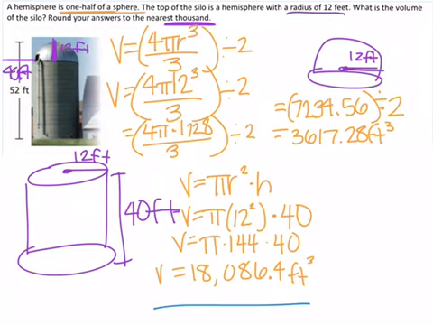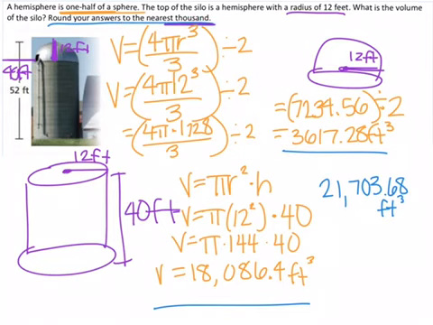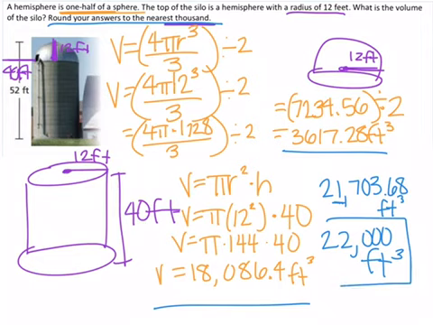Unfortunately, we are not done yet. Because we have the cylinder and we have the hemisphere, we need to add them together to find our final answer. So when I add these guys together, I get 21,703.68 cubic feet. Now let's go back to what they're asking for us. They want us to find the volume of the silo. Cool, we did that. But then it says round your answers to the nearest thousand place. So what that means is our answer is going to round up to 22,000 cubic feet, and that is our answer. Always look to see what we're supposed to round to.